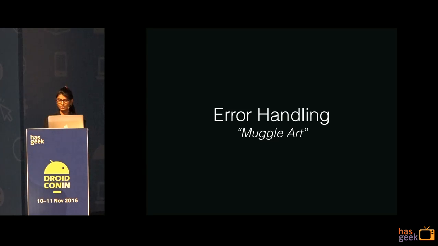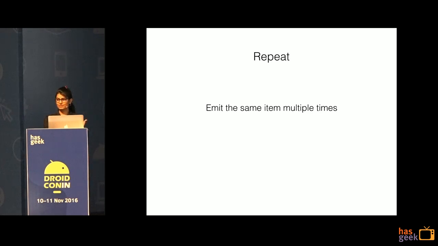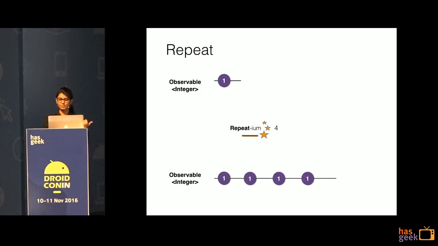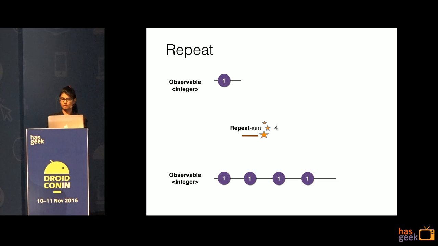So the next topic is error handling, or the Muggle art. We have the repetium spell over here, the repeat operator. As the name suggests, it emits the same item multiple times; it creates an observable that emits a particular item multiple times. This is a simple example. We have an observable emitting 1. We want to repeat this 4 times. We'll emit 1, 1, 1, 1. This is as simple as using a single function and we'll be good.